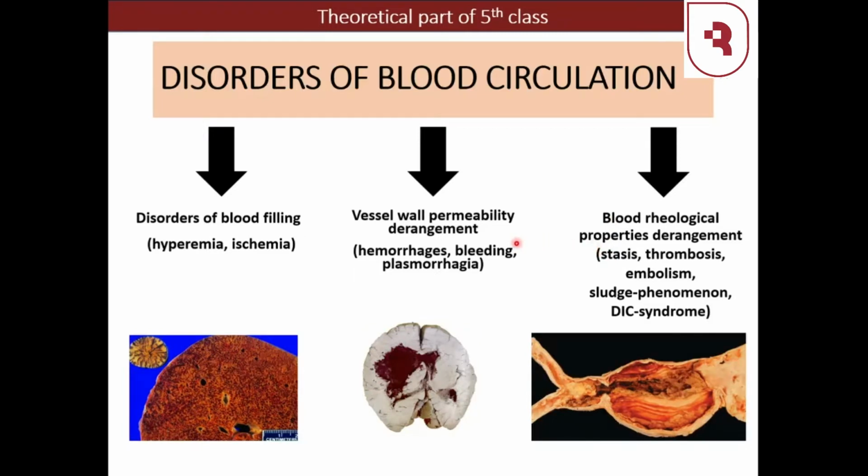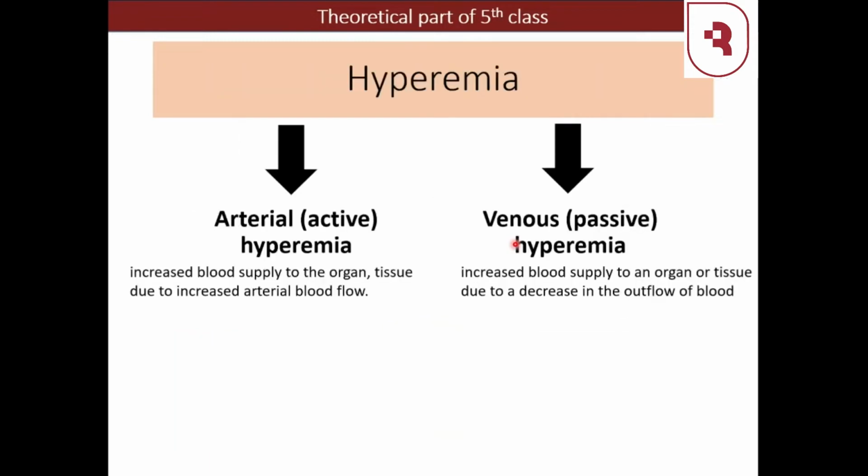All of these groups are really important to know, and to understand which processes are included in them. It will be really important when we discuss some diseases of the heart, or brain, or liver, for example, or vessels. And today we will give a great deal of information about all of these pathological processes. First of all, we discuss hyperemia.